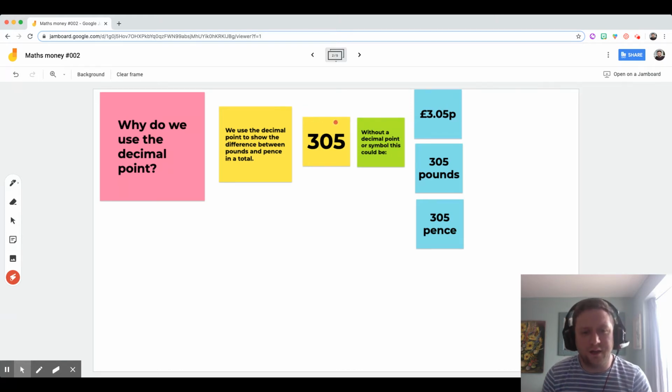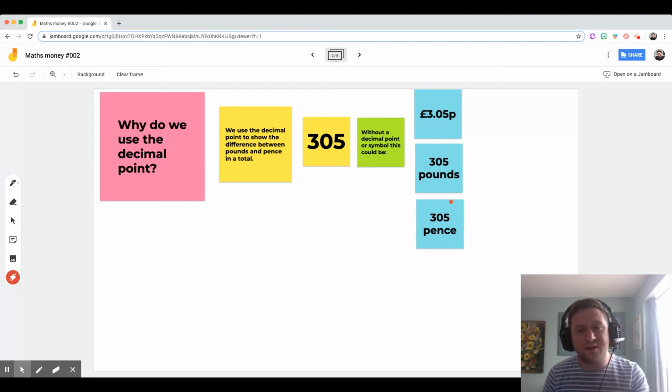Let's take this number here, 305. Without a decimal point or a symbol here, it lacks clarity on what it represents. We don't know if that represents £3 and 5 pence. We don't know if it represents 305 pounds. We don't know if it represents 305 pence.